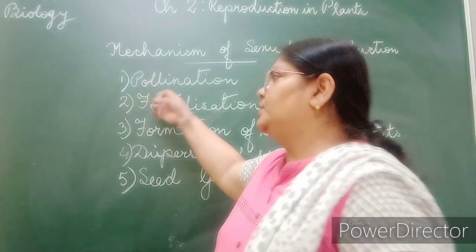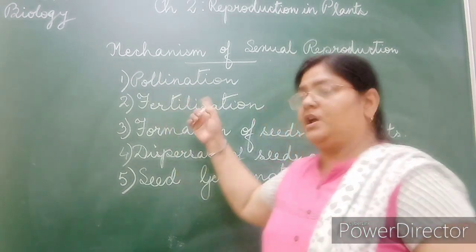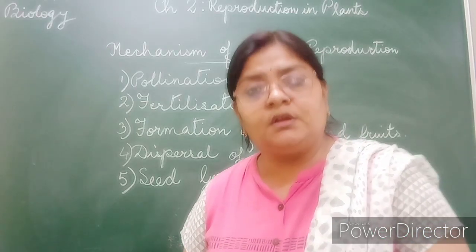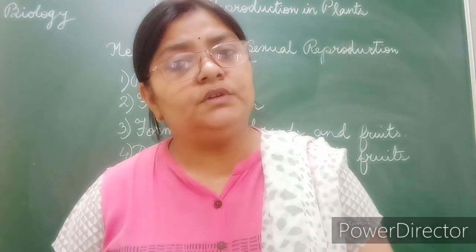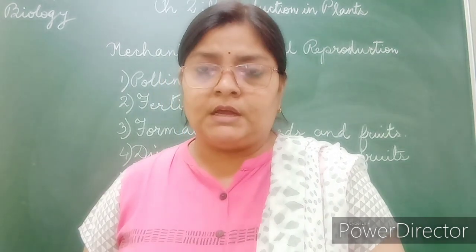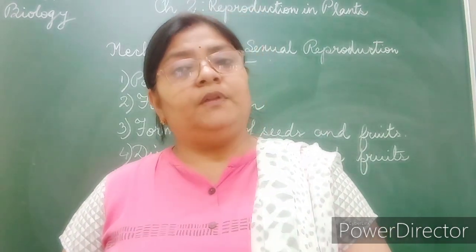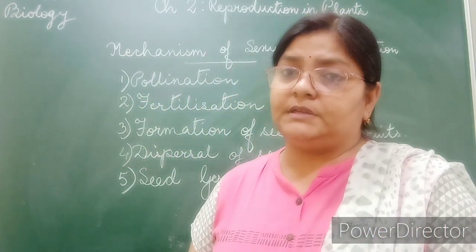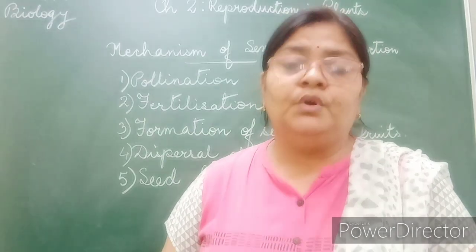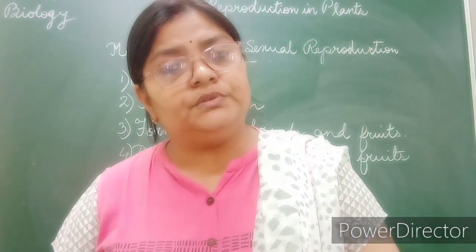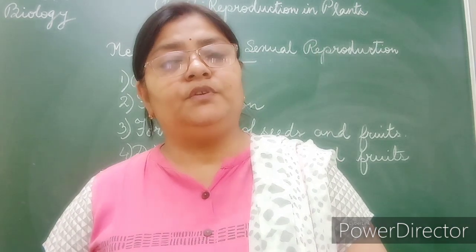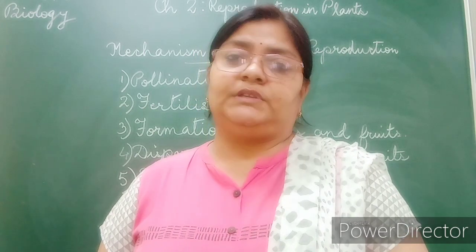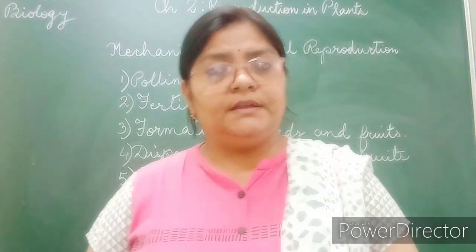Fine. After pollination takes place, that is, the pollen grains are transferred, then comes the next step, that is fertilization. Fertilization is the fusion of the male and female gamete. The male gamete in a flower is carried by the pollen grains, and the female gamete is present inside the ovule. When these two fuse, the nuclear material comes together, and that process is called fertilization.